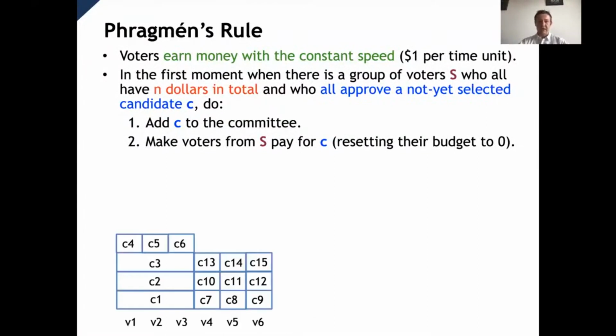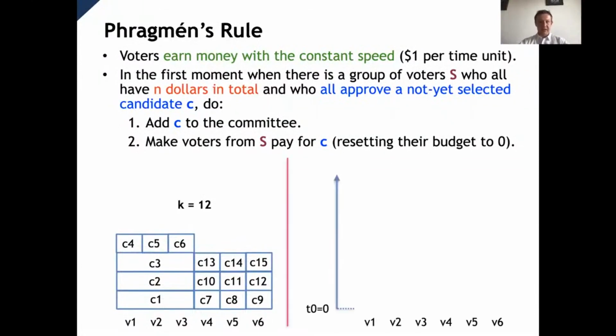So let's look at how this rule behaves on this example. Here, the number of committee members to be elected equals 12, and the rule starts at time equals 0. At this time, no voter has any money. At time 2, the first 3 voters, each of them earns $2. So in total, they have $6. This is enough to buy a candidate that they approve of. So the rule selects one of these candidates, for instance, C1, makes those voters pay for them, and resumes.